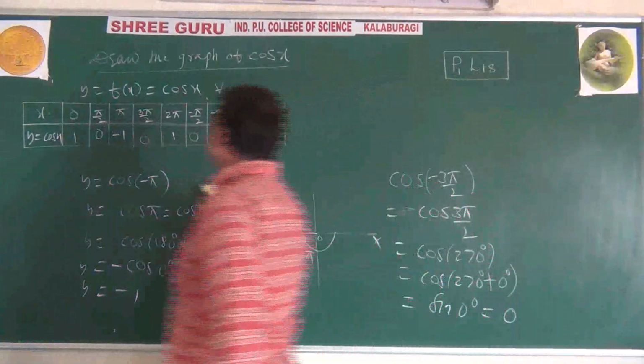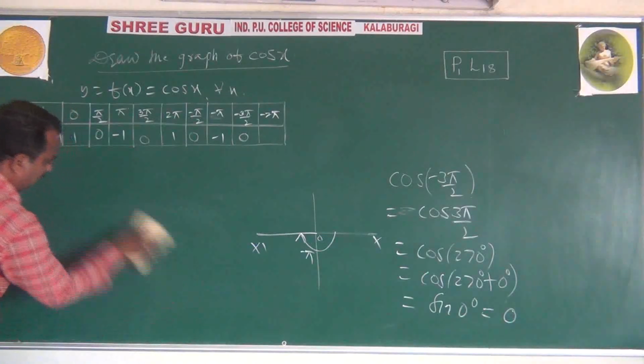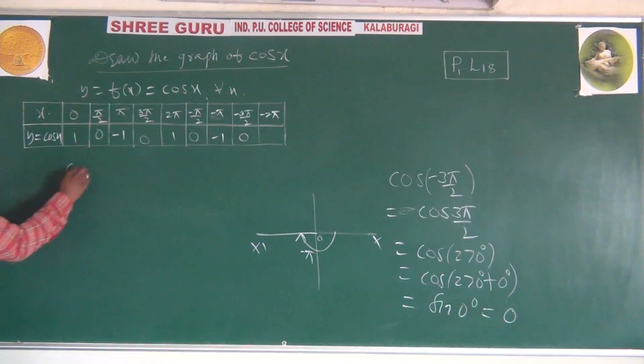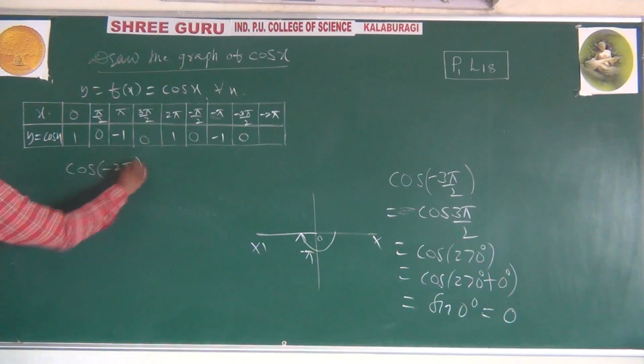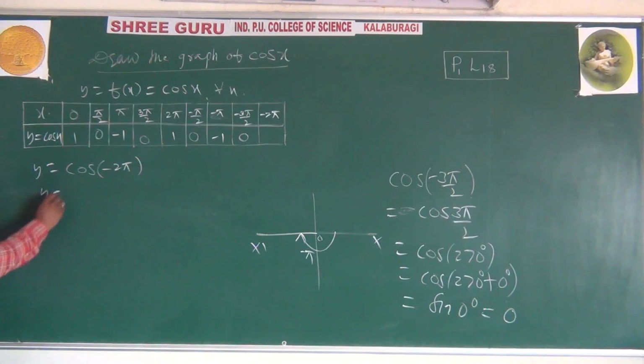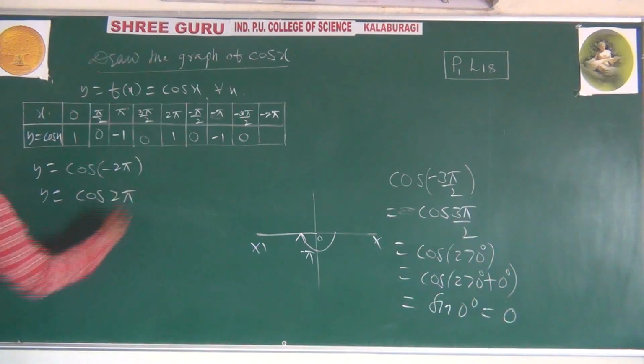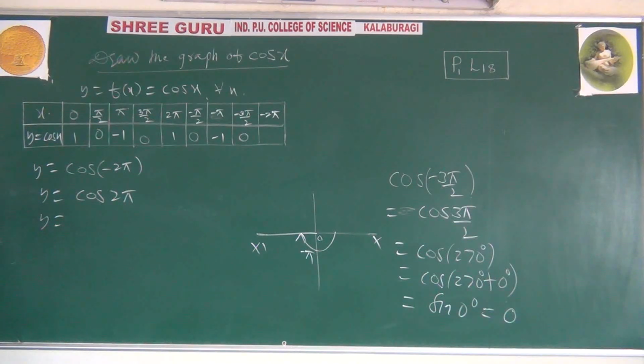Next, come to the cos of minus 2 pi value. See, cos of minus 2 pi equals cos 2 pi, since cos of minus theta equals cos theta.